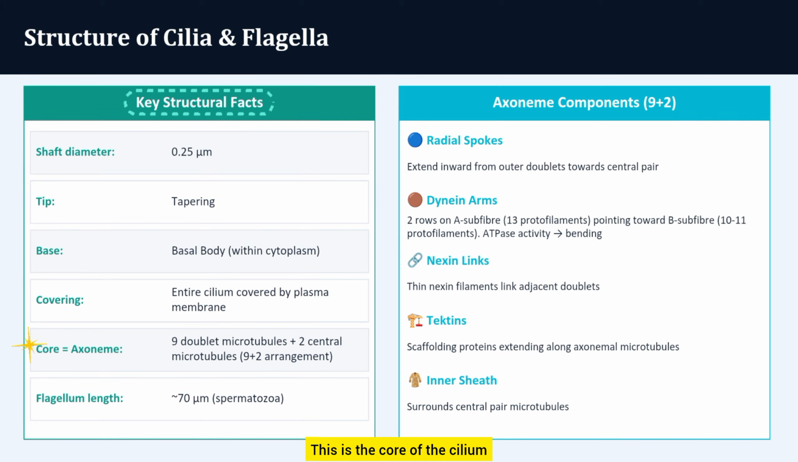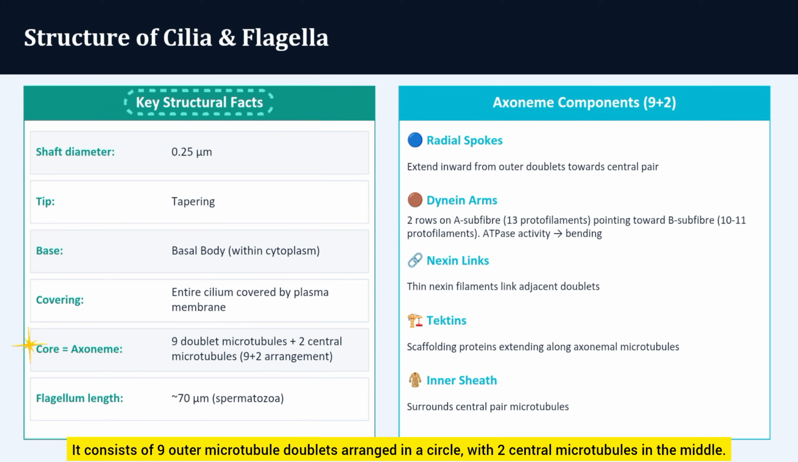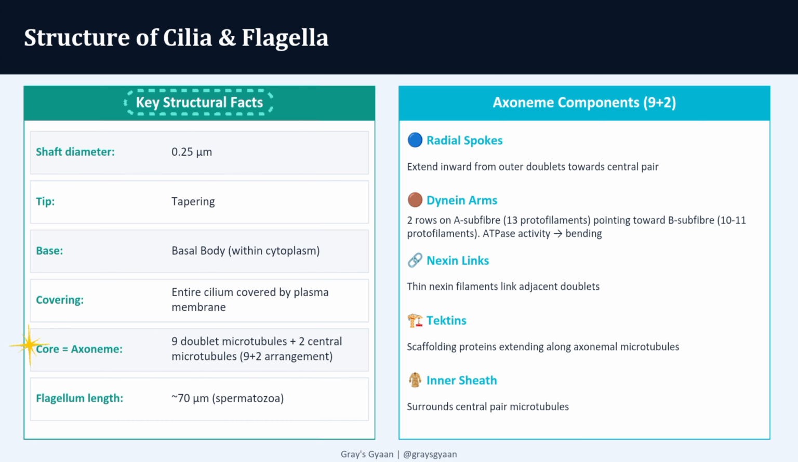This is the core of the cilium. It consists of 9 outer microtubule doublets arranged in a circle, with 2 central microtubules in the middle. This is called the 9+2 arrangement. You must remember this answer. Now the components of the axoneme.